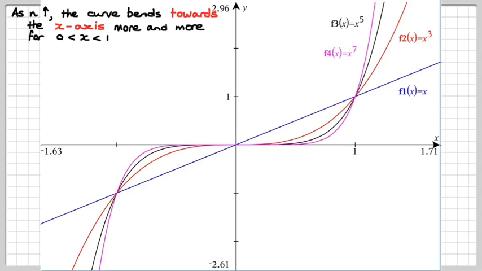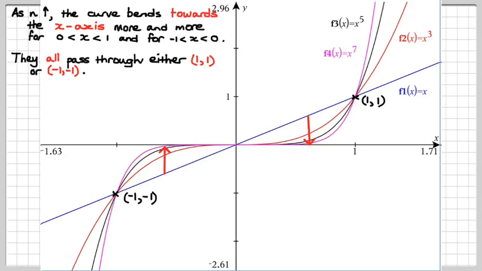Now, as n goes up, the curve bends towards the x-axis more and more when x is between 0 and 1, like that, and like that. That's also true when x is between minus 1 and 0, in that latter case there. But when x is 1, they all pass through either (1, 1) or (−1, −1). You get that? That's here and here.